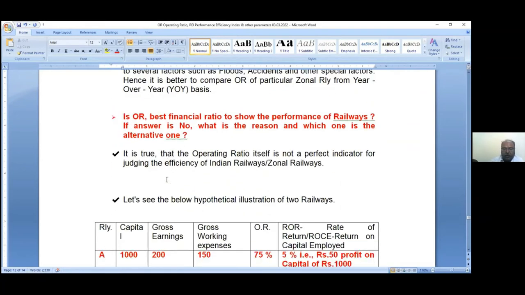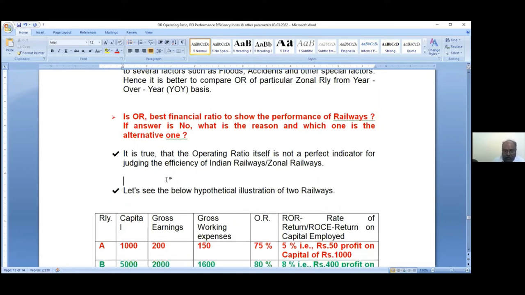Now we'll check whether the operating ratio is the best financial ratio to show the performance of railways. If the answer is no, what is the reason and which one is the alternate? Yes, it is correct. The operating ratio itself is not a perfect indicator for judging the efficiency of Indian Railways. It is only one of the indicators, not the sole indicator. So in addition to the operating ratio, we take the rate of return, or ROC. That is very, very important. ROC means return on capital employed, or ROR means rate of return.